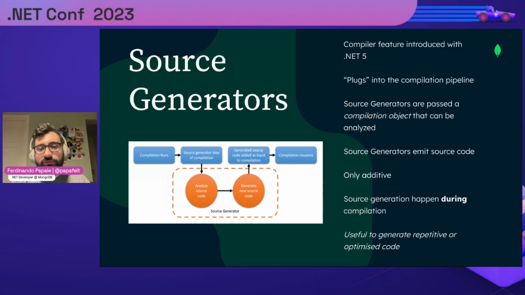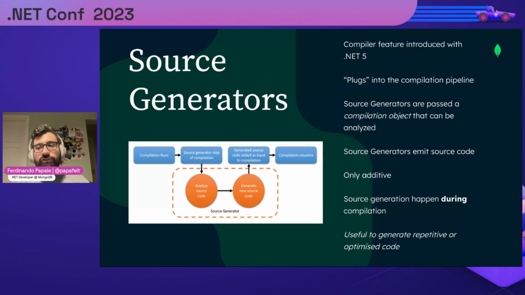So when there are one or more source generators in your code, what happens is that the compilation goes in the way that is shown in this schema on the slide. So practically there is the first step of the compilation, and then there is the source generator step of the compilation. In this step, practically the compiler creates and passes to the source generator something called a compilation object that they can analyze. So with this, the source generator can analyze everything that the user wrote, and then eventually, starting from this, they can generate new code. This new code is then added to the compilation, and then the compilation resumes.